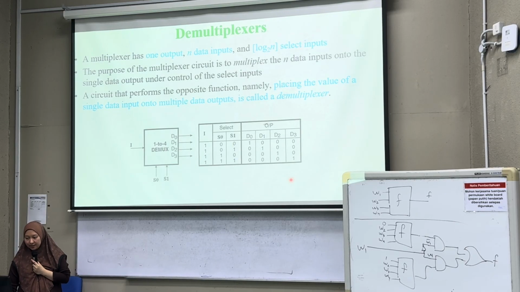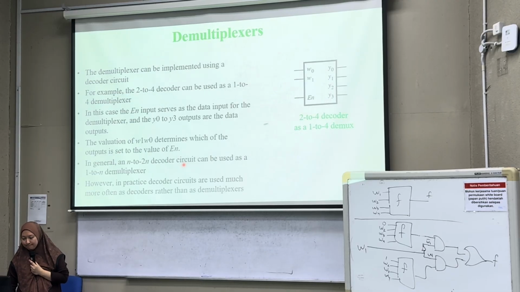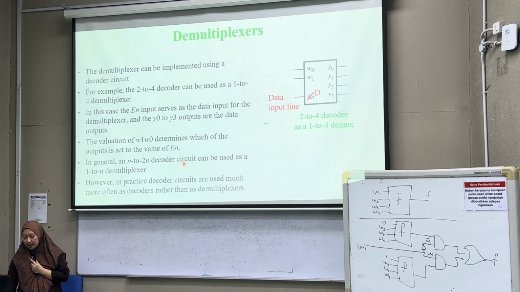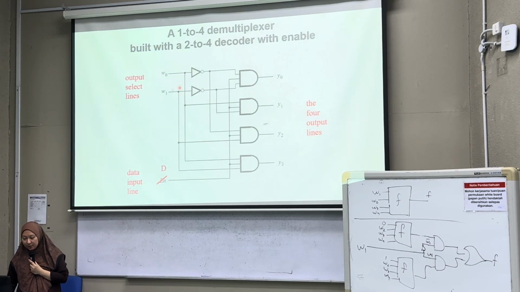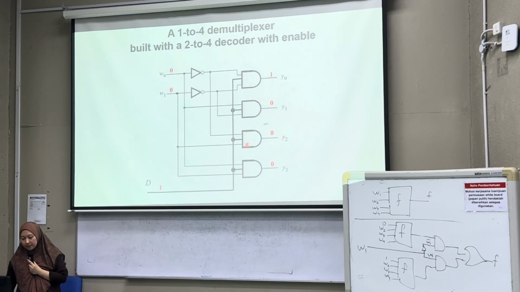Now Dmux. Dmux is the opposite of a mux, right? So you've got one input and you've got multiple outputs. So that's Dmux. Instead of an enable, you have a data line. And of course, same as a mux, you have a select line and 4 output lines. So this is your circuitry, and you've got the data line.